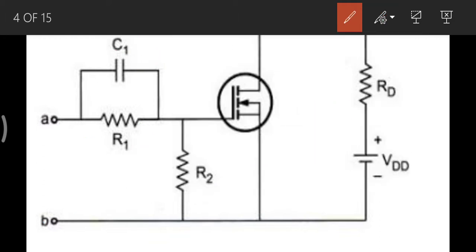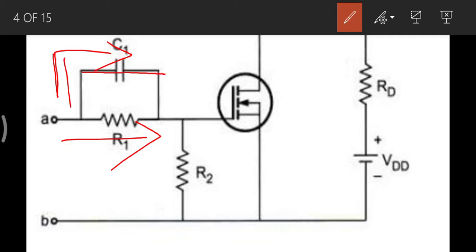See here, there are totally two paths. One path is through the capacitor and one path is through the resistor. Initially this capacitor acts as a short circuit, so the total current flows through the capacitor C1. That is the initial condition, and this happens in a very short span. Within a short time the capacitor starts charging. So at that situation the current flows in two paths.